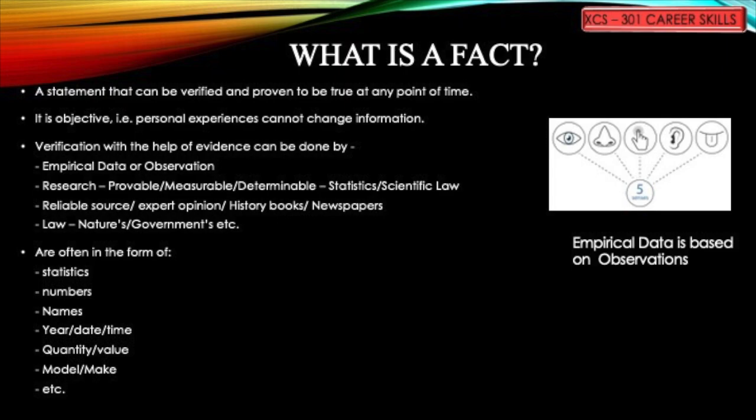First of all, from empirical data. Now, empirical data is just information based on observations collected from sight, olfactory sense, touch, from what you hear, from taste. Alright, so all the five senses contribute to empirical data. Next, by research, anything that can help prove, measure, determine something like statistics or scientific law. So that will help you identify and verify facts. Also, you can verify facts using reliable sources such as expert opinion, history books, newspapers, or if information presented is a law, that is nature's law, government's law, or scientific law, etc.